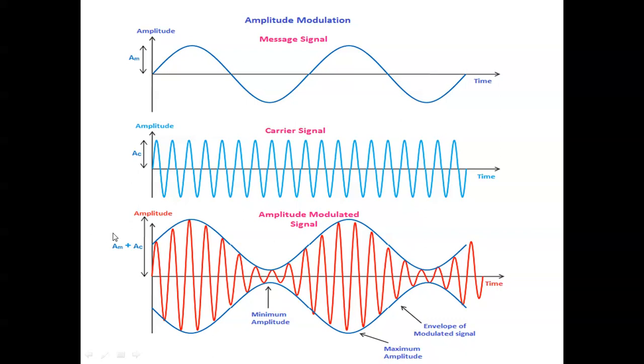So these are the inputs, and you get the output of the modulated signal. With these two as input, we have to add them, that is AM plus AC. This is the equation, you got it. AM plus AC is the output of the amplitude modulation signal waveform.